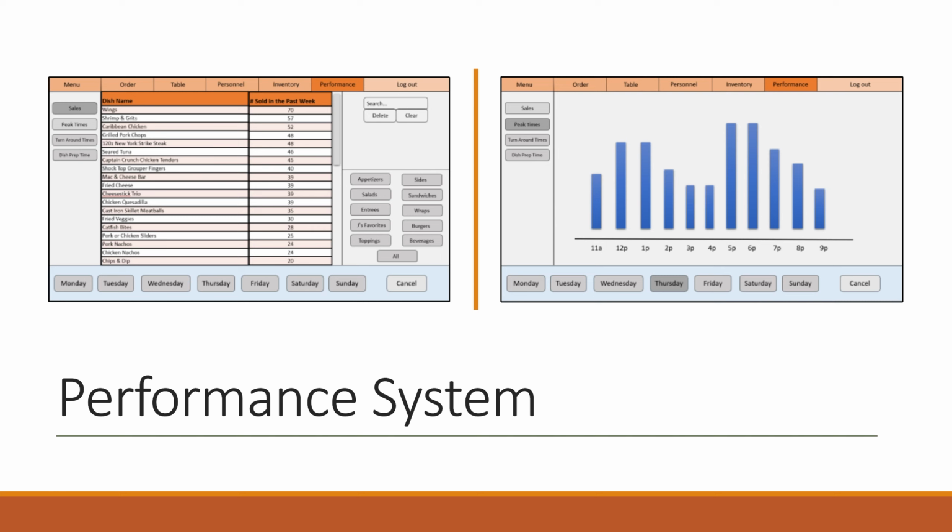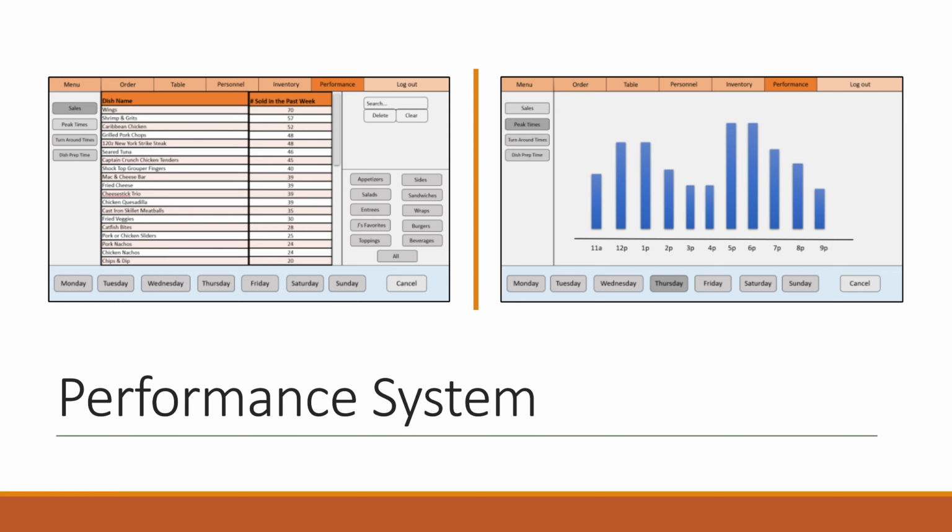The performance system breaks down the restaurant's performance by sales, peak times, turnaround times, and dish prep time. To see those four breakdowns, you can use the left-hand bar to navigate to the different performance showings. So in this case, we have the sales here, which shows the sales of all the individual dishes. You can sort by the day, or just by the total week. So this one shows sold in past week.